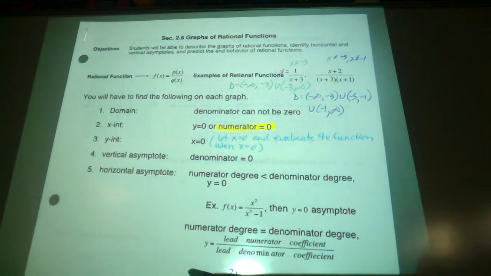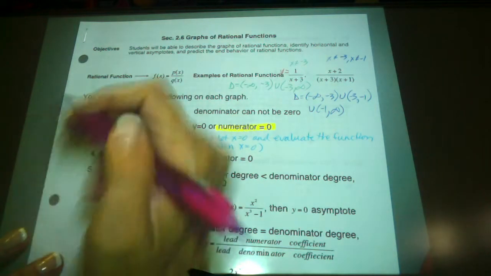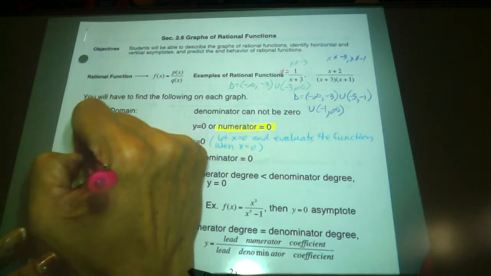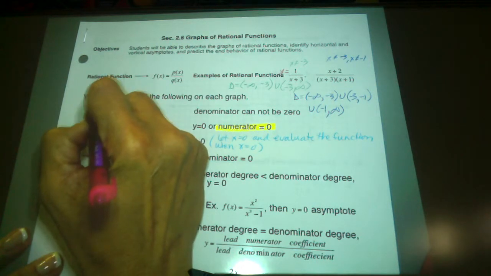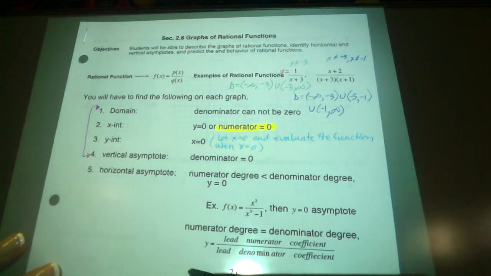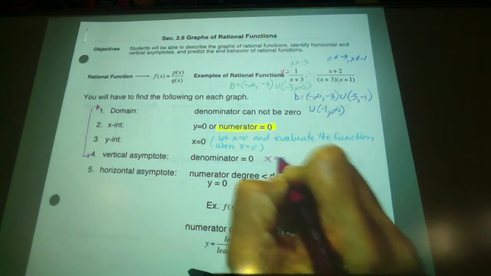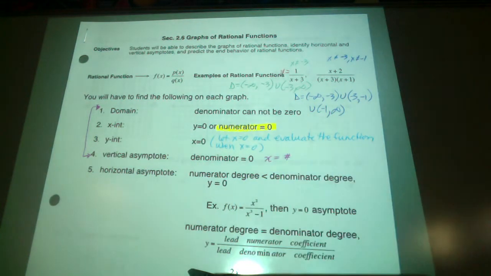Then your vertical asymptote is closely associated with your domain restrictions. When you find your domain restrictions, if there are any, then you have found your vertical asymptotes. Vertical asymptotes go through what axis? Vertical goes through the x-axis. So they will always be in the form of x equals some number.